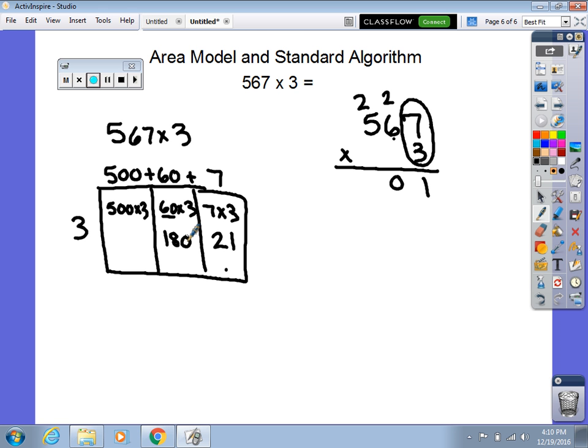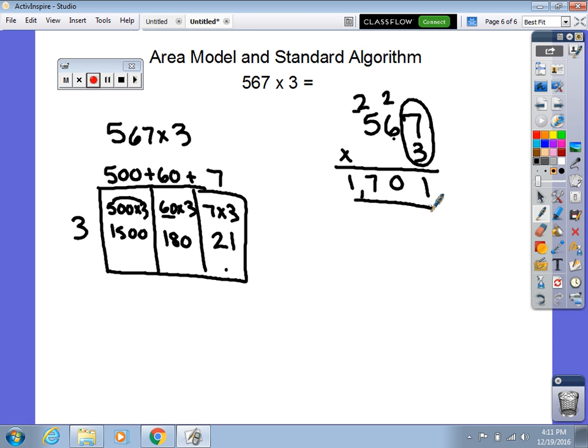Now my last step is going to be 500 times 3. 500 times 3 is 1,500, and there's my 2 zeros. It's the same thing over here, but because in my tens, when I multiplied tens by my ones, I had something to carry, I have to make sure I add that in. So 5 times 3 is 15, plus 2 is 17. Okay, so my final answer should be 1,701.